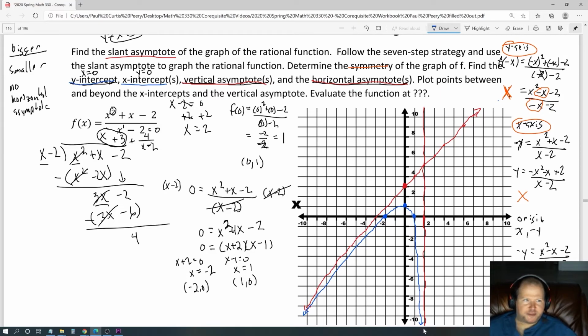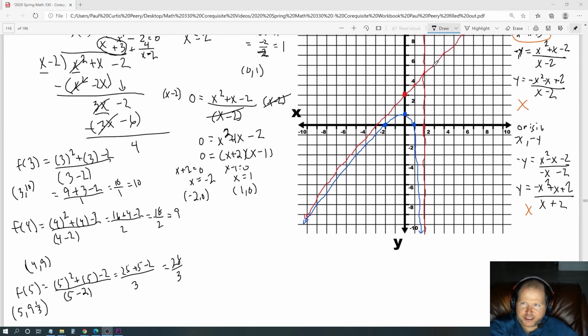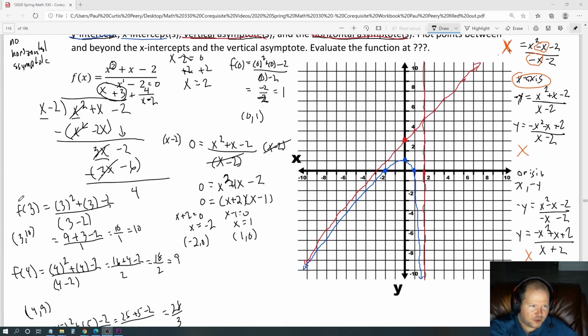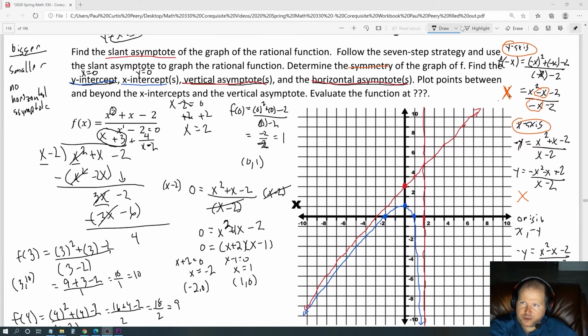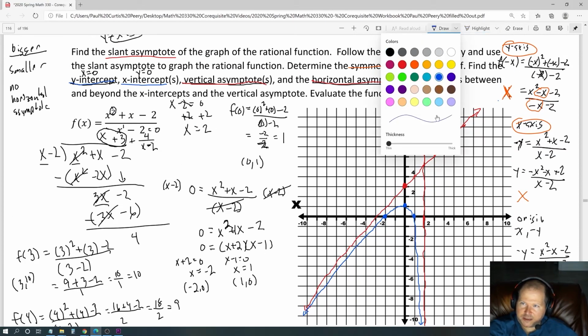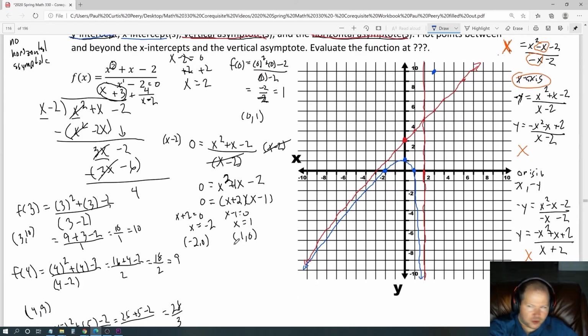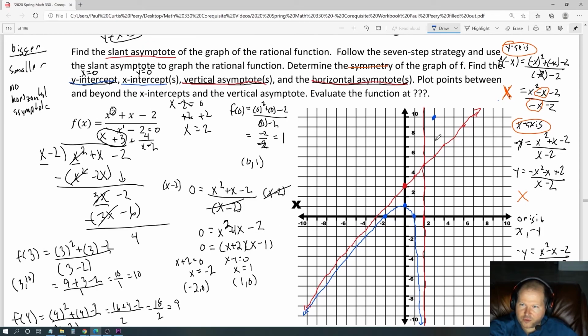Make sure I answer everything. It says plot points between and beyond the x-intercepts and the vertical asymptote. If you do plug in some points between the vertical asymptote and the slant one over here at the top, you are able to find some more points. So for instance, whenever you plug in a 3, it spits out a 10, which means there is another point. So when you get to 3, there's a 10, which is right there at the edge. And then whenever you plug in a 4, you get a 9, which is right here.